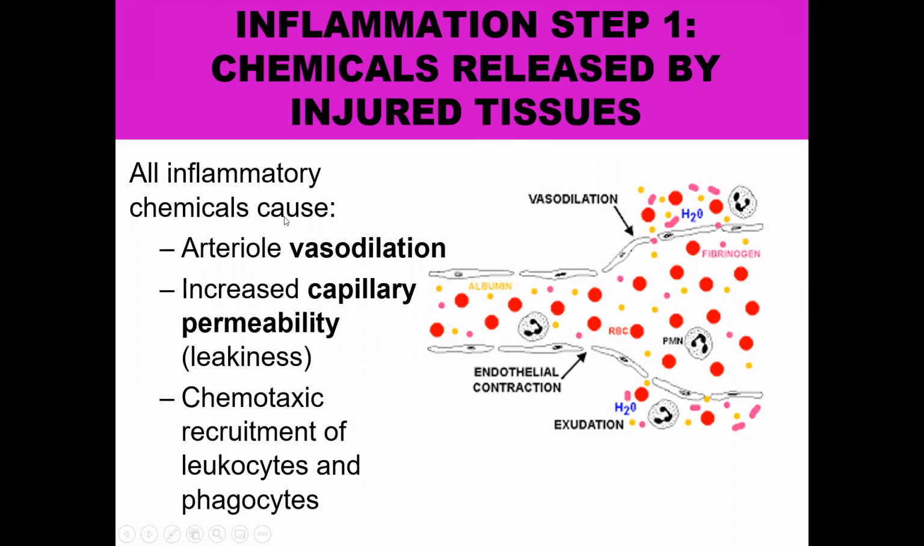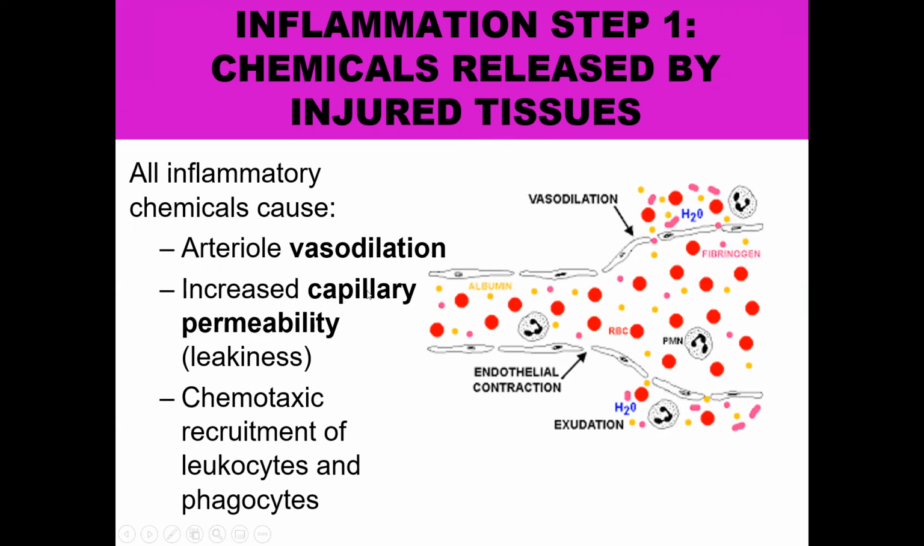All inflammatory chemicals cause vasodilation. So we see the blood vessels are going to get bigger, with increased capillary permeability. So that means the space between the cells. Remember, a capillary is just one cell thick, these little flat cells right here. So we're going to increase the space between them so more stuff can leak out.